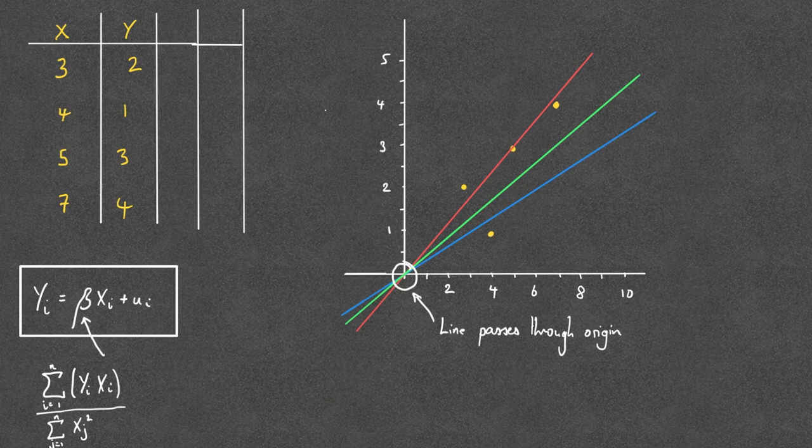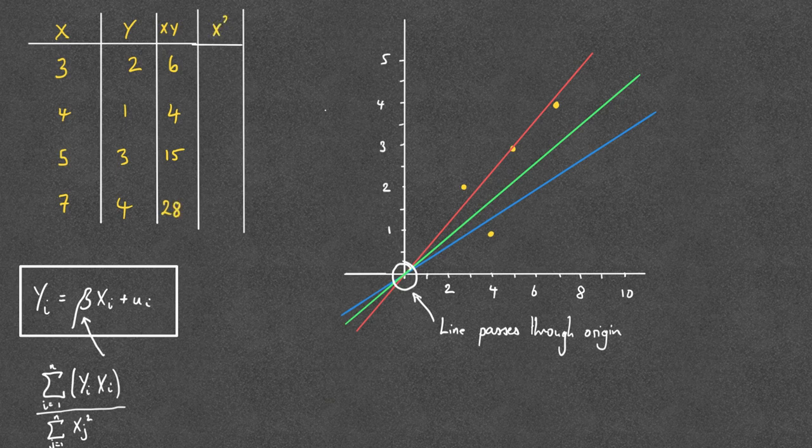So when x is equal to 3, y is equal to 2, so x times y is going to be equal to 6. Similarly, when x is equal to 4, y is equal to 1, so xy is 4 times 1, which is 4. When x is equal to 5, y is equal to 3, so x times y is 15. And similarly, when x is equal to 7, y is equal to 4, so xy is equal to 28.